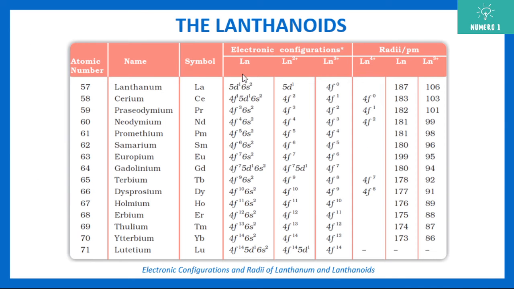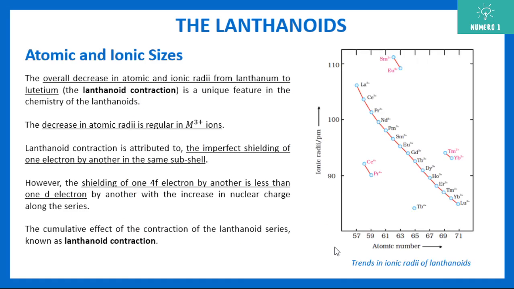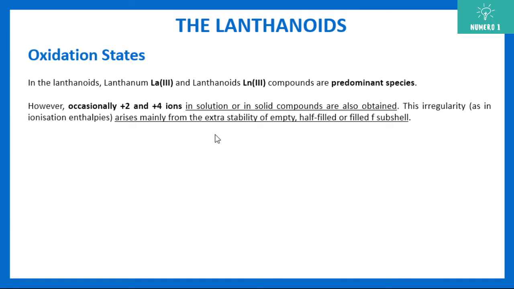I can show you again. This is +2 and +4. They do show +2 and +4, but the most common is +3, the middle one. Okay. So occasionally +2 and +4 ions in solution or in solid compounds are also obtained.